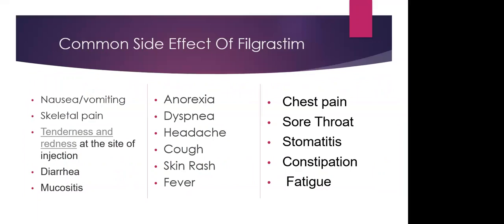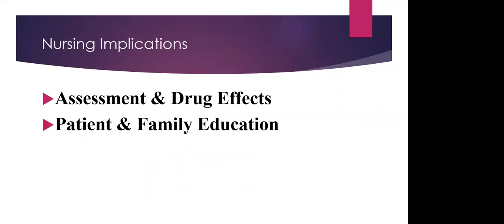Common side effects of filgrastim: nausea, vomiting, skeletal pain, tenderness and redness at the site of injection, diarrhea, mucositis, anorexia, headache, cough, skin rash, fever, chest pain, sore throat, stomatitis, constipation, fatigue.